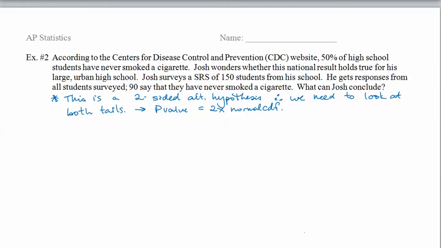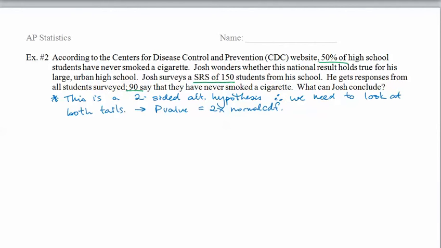Josh surveys an SRS of 150 students from his school. He gets results. From all students surveyed, 90 say that they have never smoked a cigarette. What can Josh conclude? So I made a note at the end of class that this is a two-sided alternative hypothesis. Therefore, we need to look at both tails, and the p-value is going to be 2 times the normal CDF.